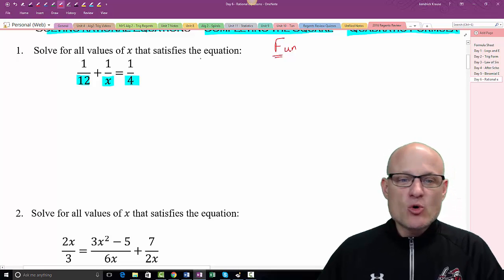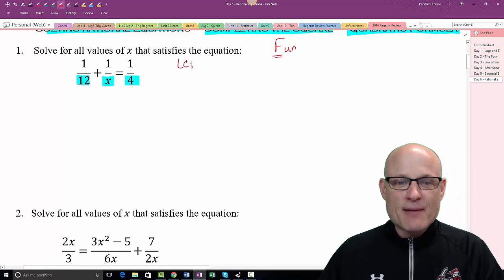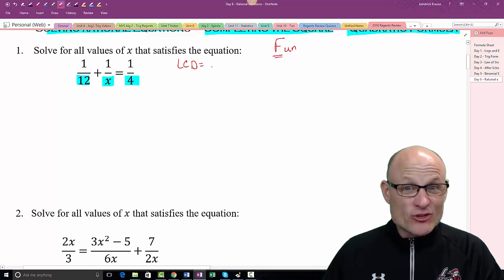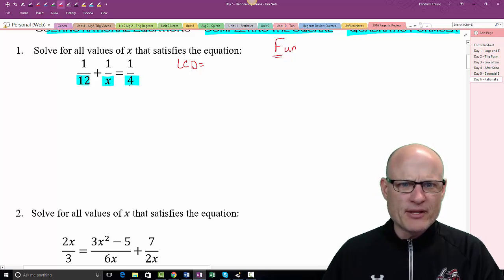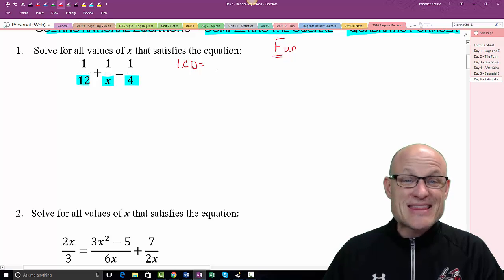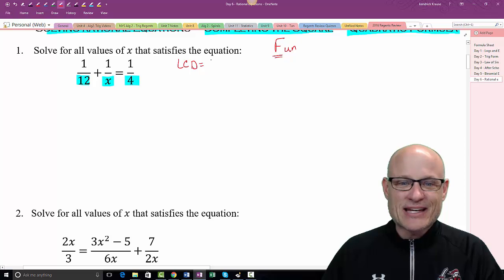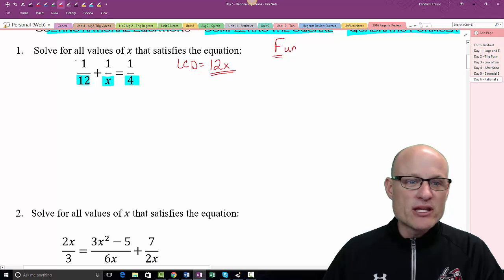Anyway, the lowest common denominator means the smallest number that they all go into or divide evenly into. Like 12 doesn't go into 4, so 4 can't be the common denominator. The smallest thing that includes all of this is 12x. That's the common denominator. And here's what we're going to do: we're going to multiply everything through by 12x.